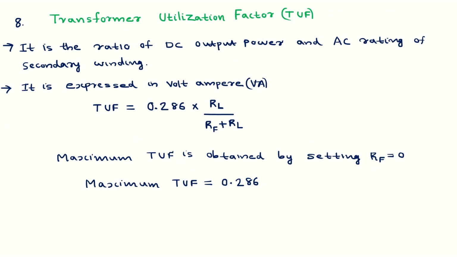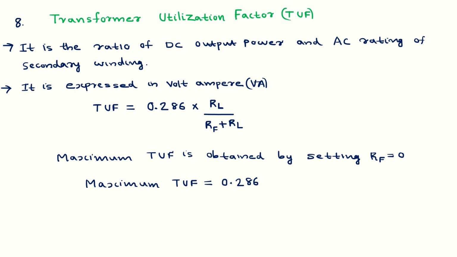And the next parameter is transformer utilization factor, indicated by TUF. It is the ratio of DC output power and AC rating of the secondary winding. It is expressed in volt ampere, VA. Here I am writing only the final expression. TUF is equal to 0.286 multiplied by RL divided by RF plus RL.